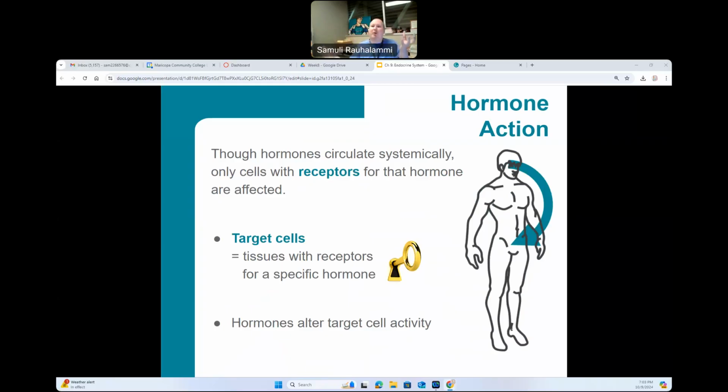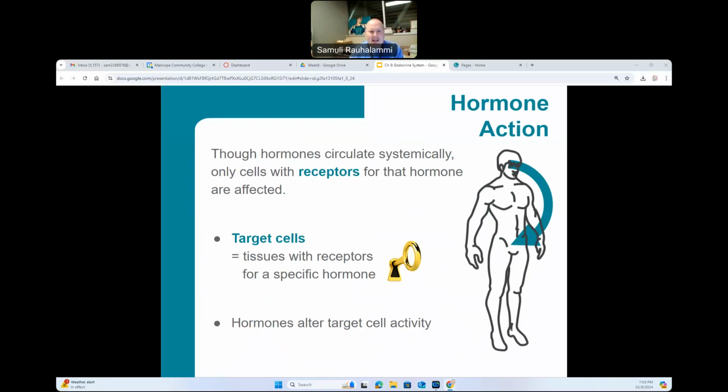So that hormone binds into its receptor, and as it binds into that receptor, that triggers some sort of a change to happen. It could be a change in the cell activity or tissue activity or an organ activity. But that's how hormones are able to impact only the targets that they have. It's all to do with the receptors.